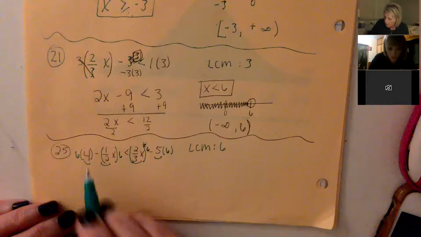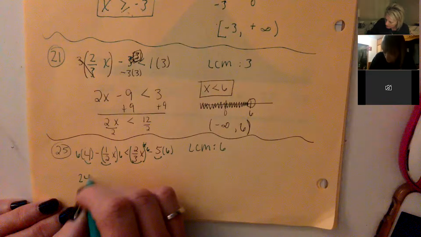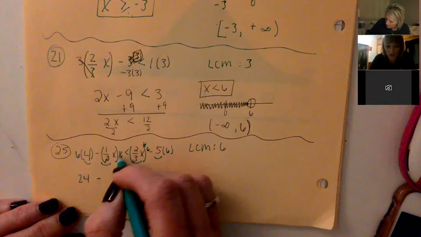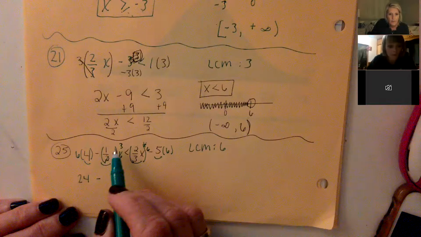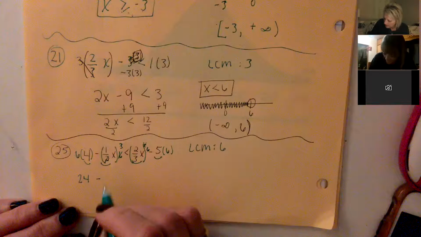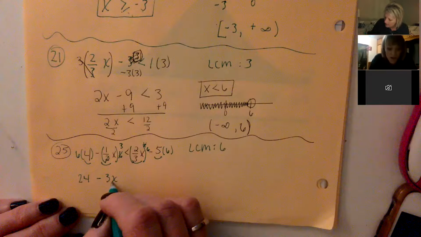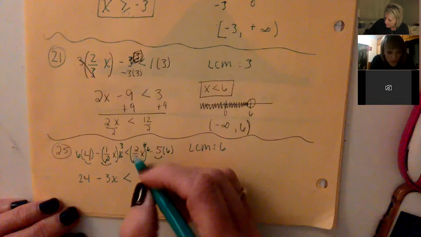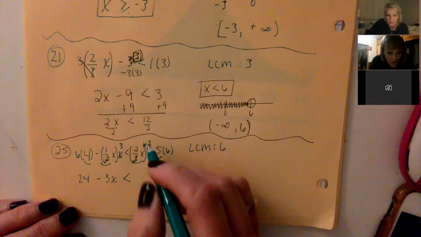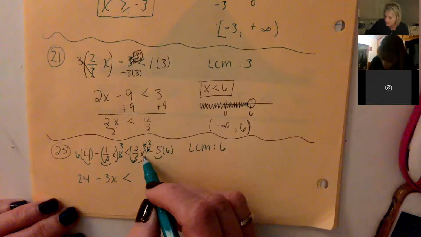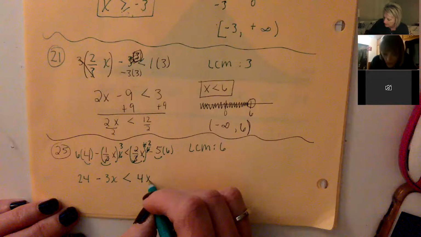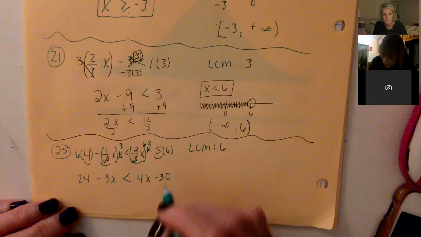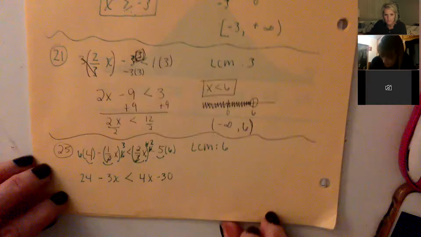And this gets multiplied by 6. So 6 times 4 is 24. Minus, 2 divides into 6 3 times. So we have 3 times 1 times x. So that's 3x less than, and then 3 divides into 6. And we have 2 left. And so we have 2 times x is 4x. Subtracting 5 times 6 is 30.